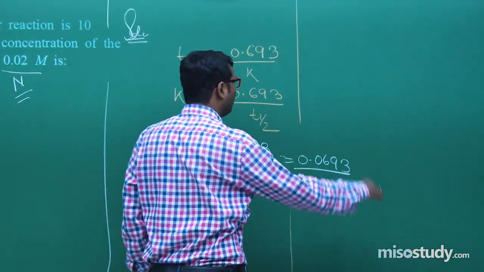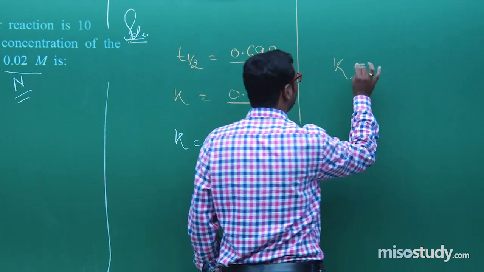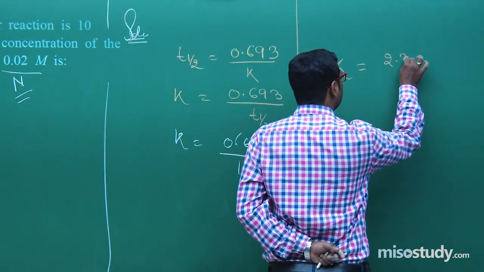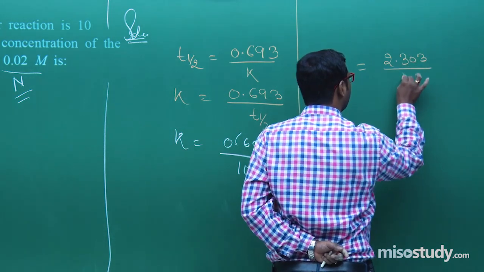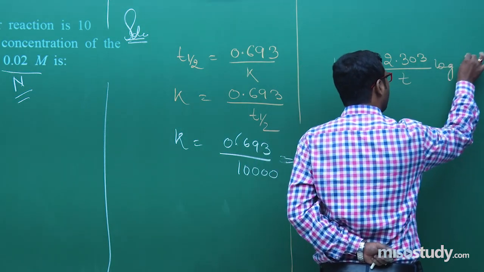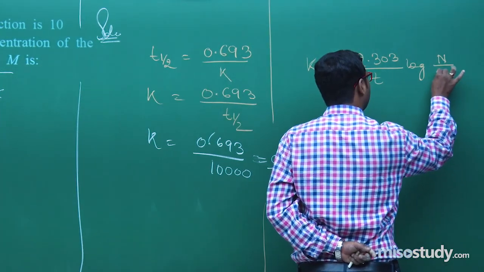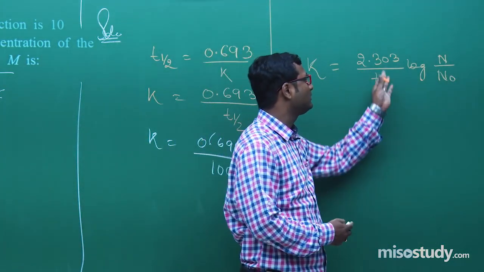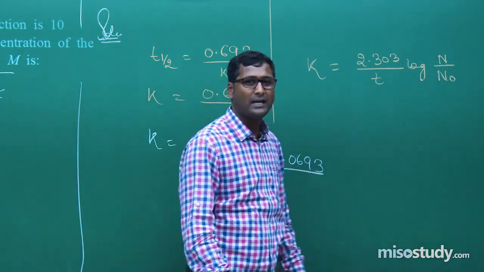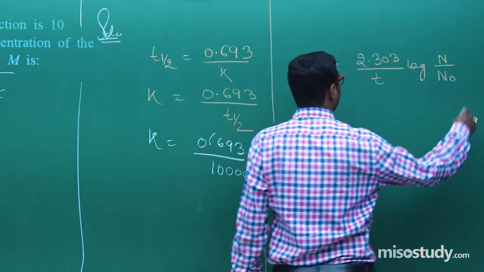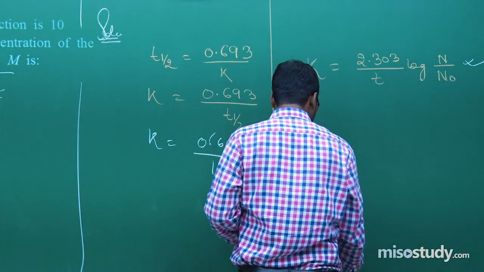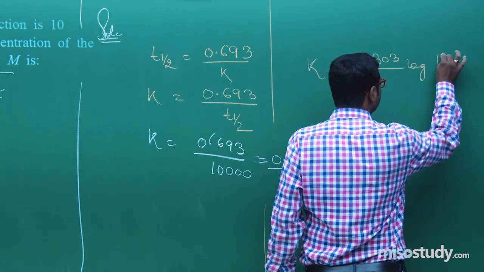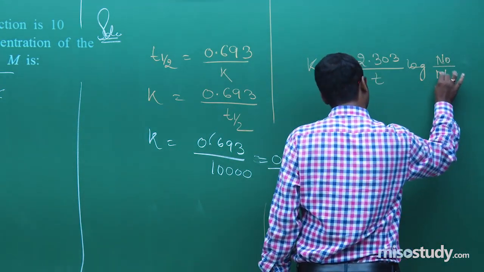As we know, for the first order reaction, K is equal to 2.303 upon T log N upon N naught. Am I right? Sir, you are absolutely wrong. The formula is log of initial concentration N naught upon N.